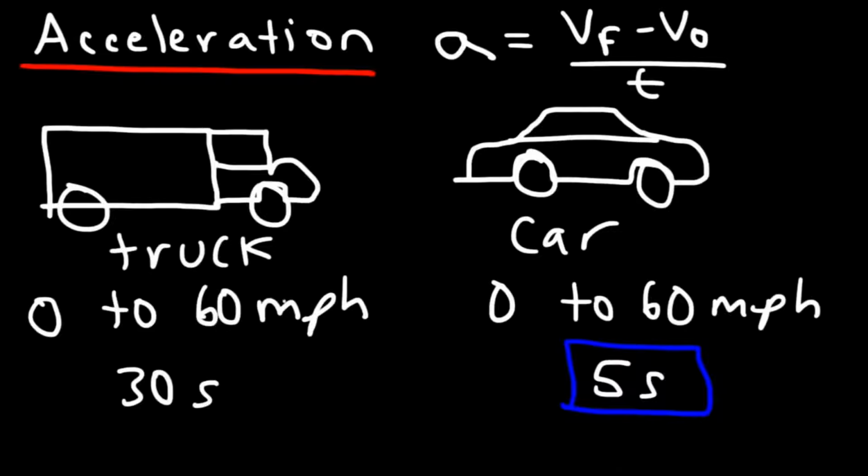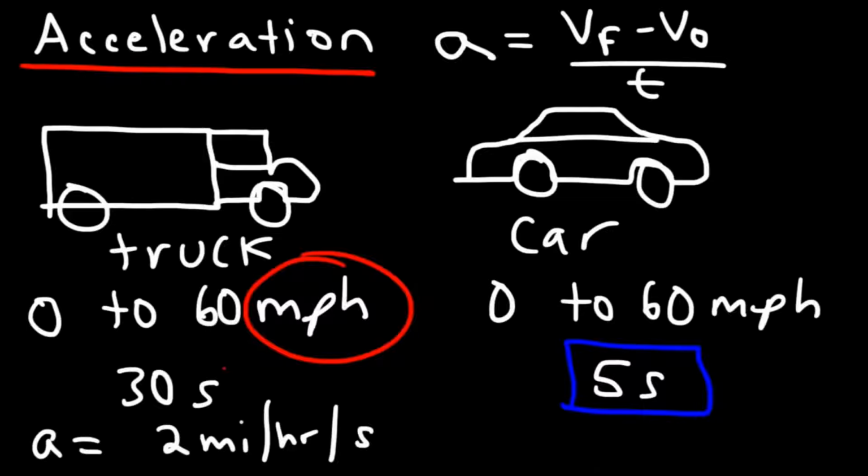So to calculate the acceleration of the truck, notice that the change in velocity is 60. 60 minus 0 is 60, and divided by 30, 60 divided by 30 is 2. So the acceleration of this truck is 2 miles per hour per second, because we are dividing the speed in miles per hour by seconds.